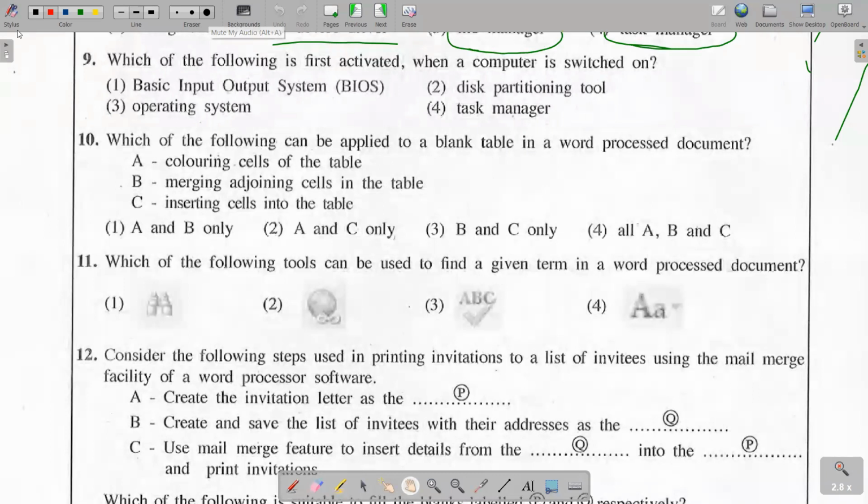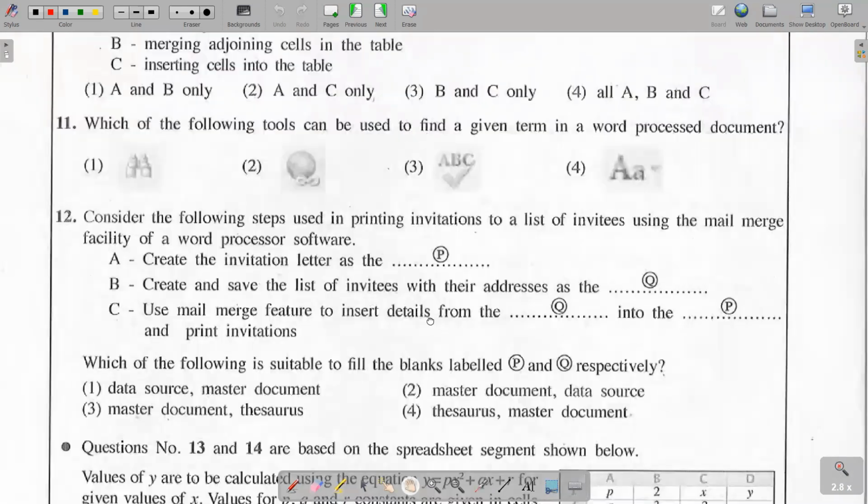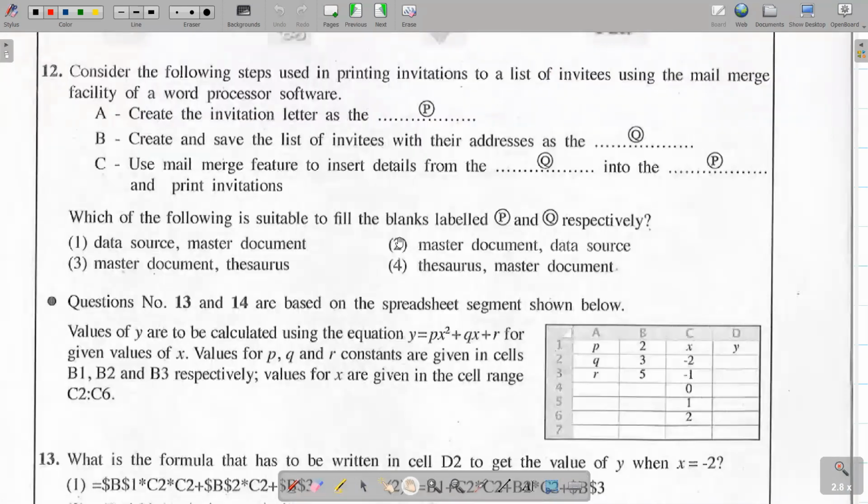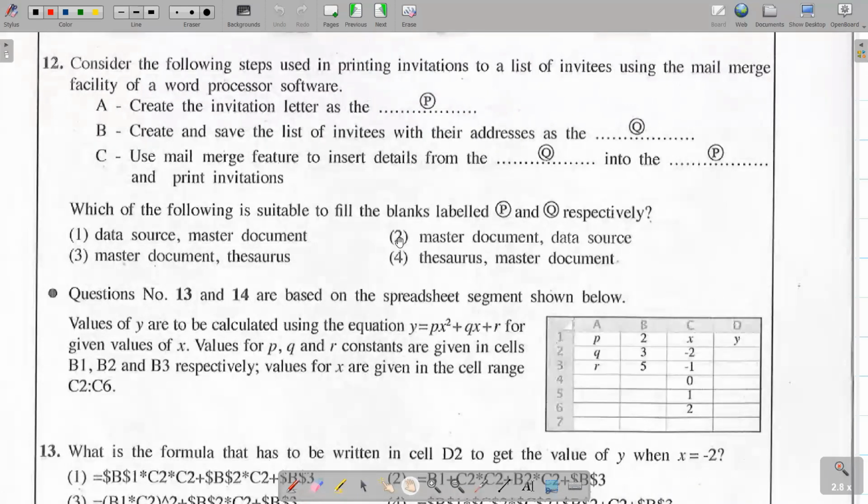Okay, so after the 8th question, you are asking me to discuss the 12th one. So this is the 12th one. Consider the following steps used in printing invitations to a list of invitees using the mail merge facility for a word processor software.